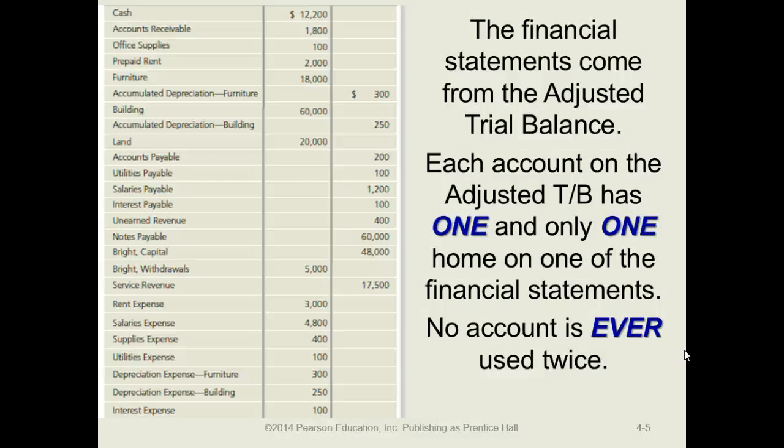Hi, today we're going to talk about the subject of Chapter 4, which is preparing the financial statements from the unadjusted trial balance and closing the books. Here we see from the PowerPoint the adjusted trial balance for Smart Touch. We discussed this before. We have all the balance sheet accounts on the top, all the income statement accounts on the bottom.